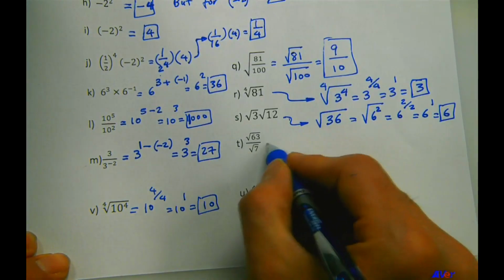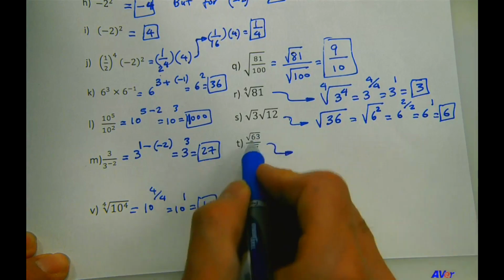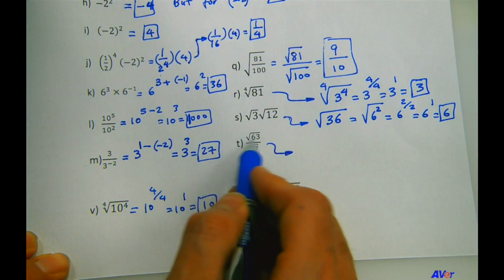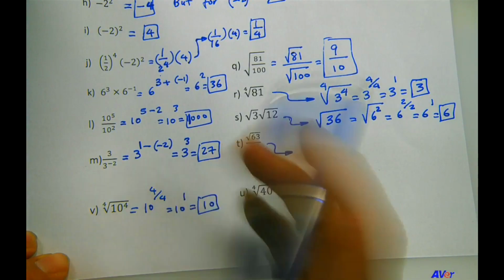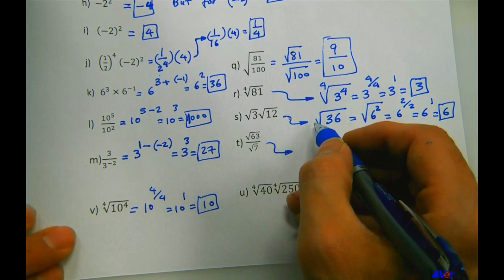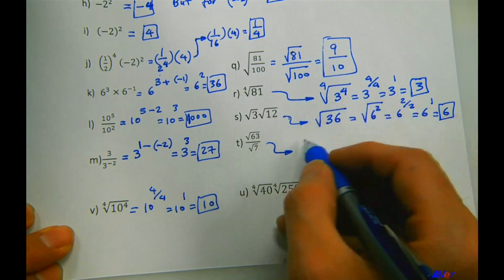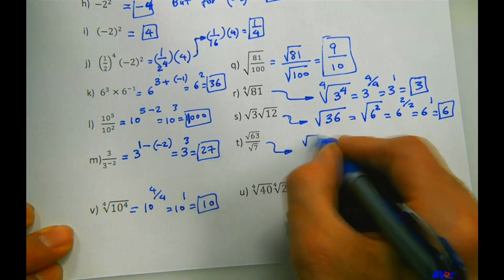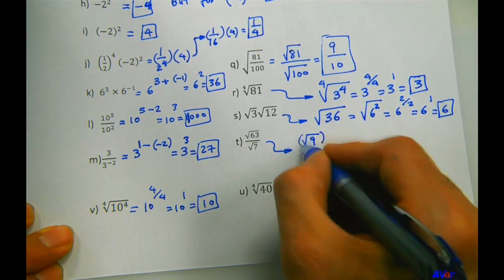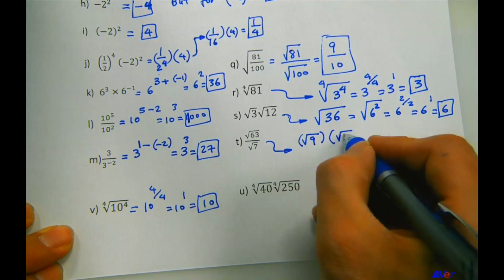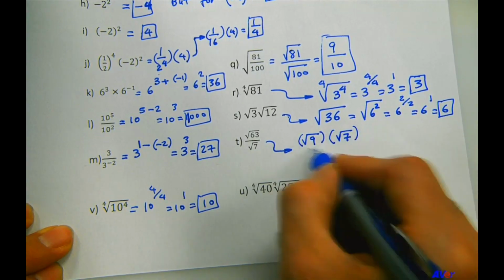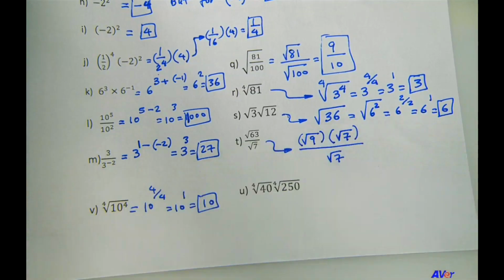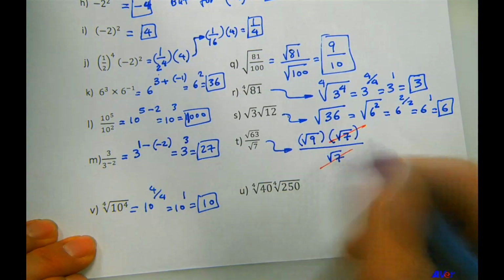Now this one. Okay, so we can split. One of the properties we learned said that we could split a single radical expression into two if it helps us simplify the expression, of course. If not, we'll leave it the way it is. So square root of 63, we can write it as square root of 9 times square root of, you guessed it, 7, divided by square root of 7. Now this one and this one cancel out.